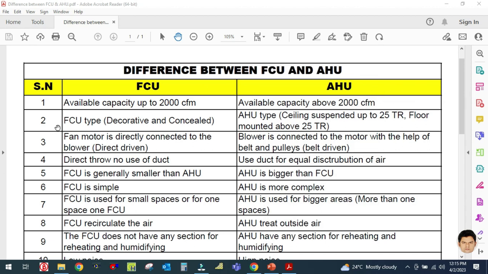And the second difference is the fan coil unit is available in decorative and concealed type. And air handling unit is ceiling suspended type up to 25 ton, and floor mounted type is above 25 ton. Okay, above 25 ton.